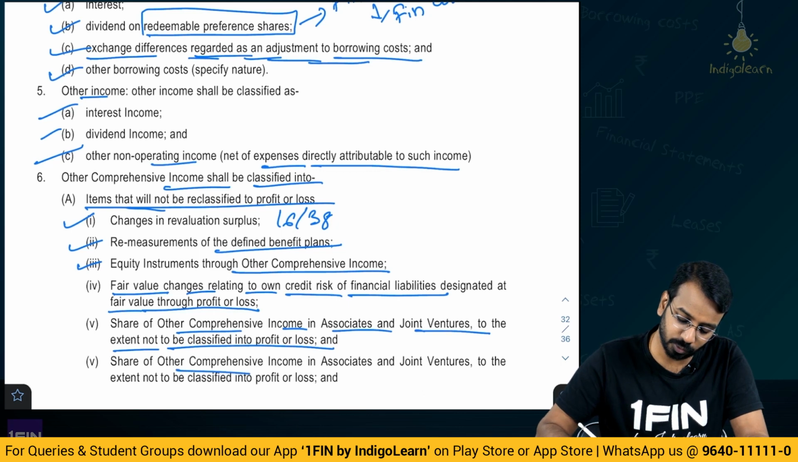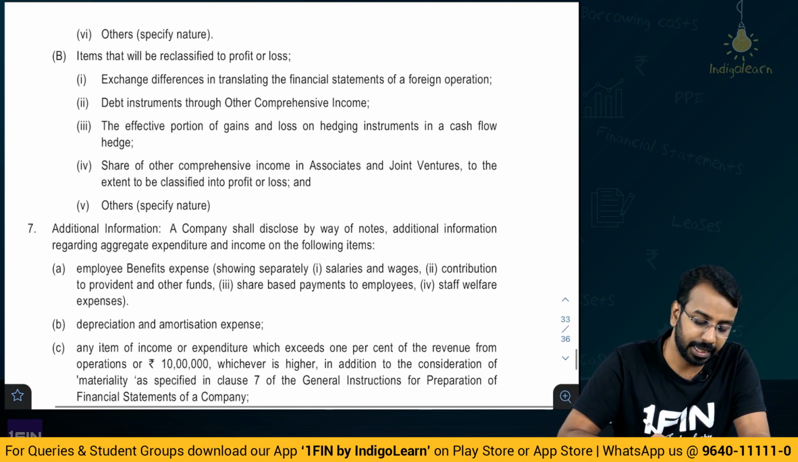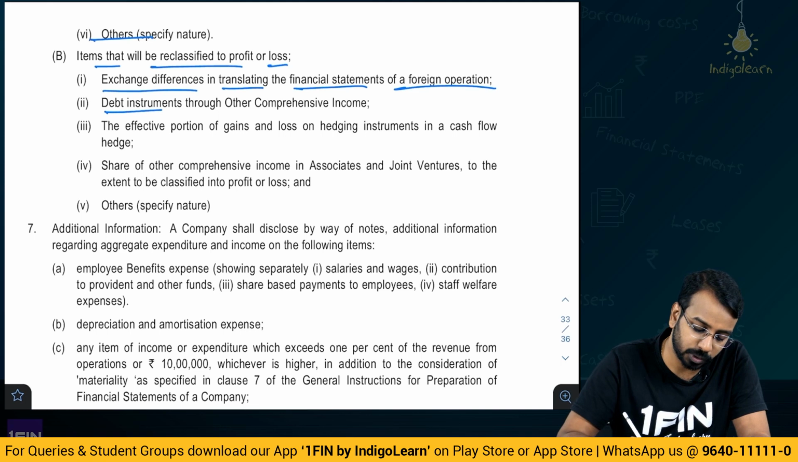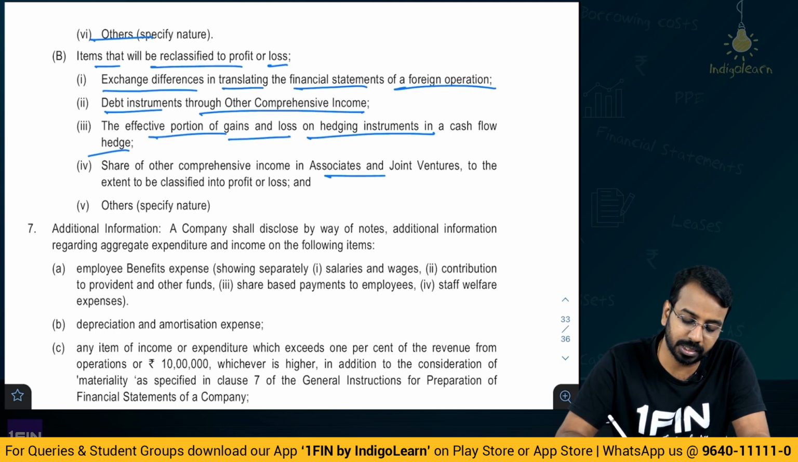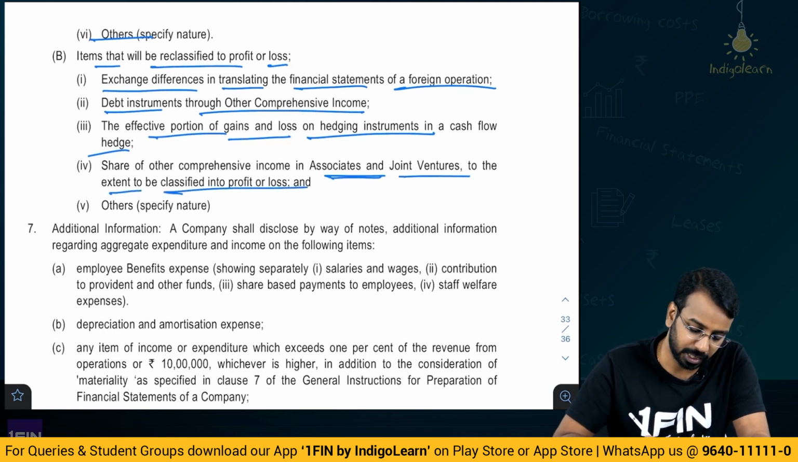Share of OCI in associates and joint ventures, then any other. Okay. Then items that will be reclassified to P&L: exchange differences in translating the financial statements of foreign operations, debt instruments through OCI, the effective portion of gain or loss on hedging instruments in a cash flow hedge, share of OCI in associates and JVs to the extent classified into P&L, and others.